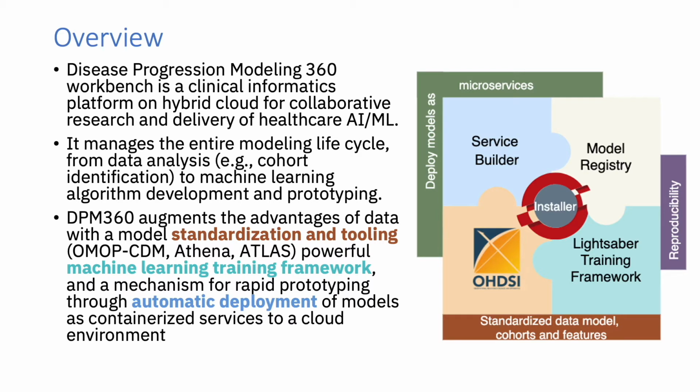DPM 360, as shown in this picture, has four key components. It builds on top of the popular OHDSI stack and adds three capabilities. First, it adds a very powerful deep learning framework called Lightsaber. The models trained using the Lightsaber are automatically registered into a model registry, and we have a piece of code called service builder that looks for models that have been registered into the model registry and automatically converts them into microservices and deploys them into a cloud environment.